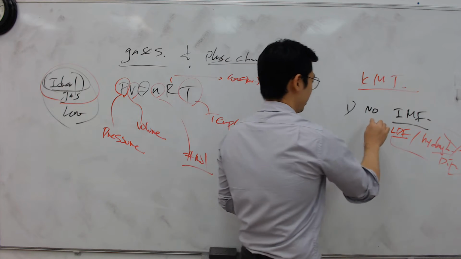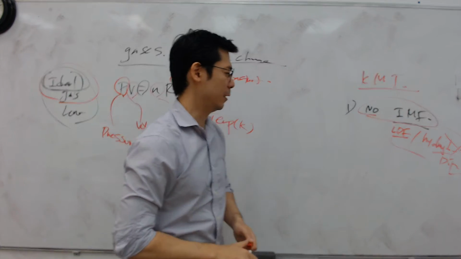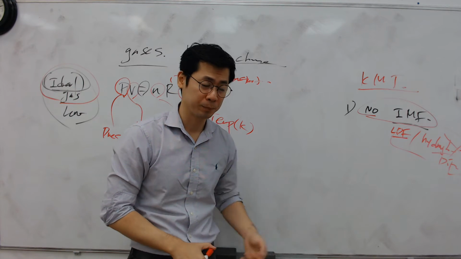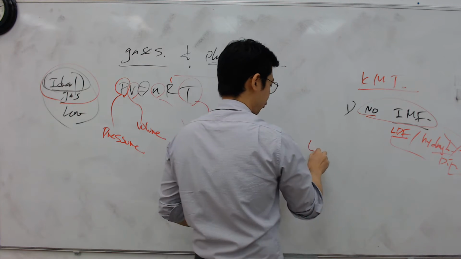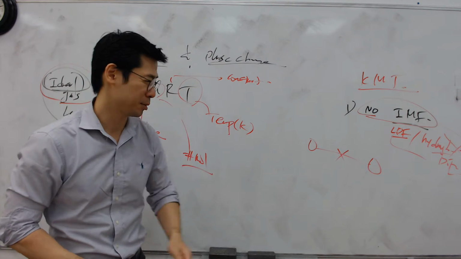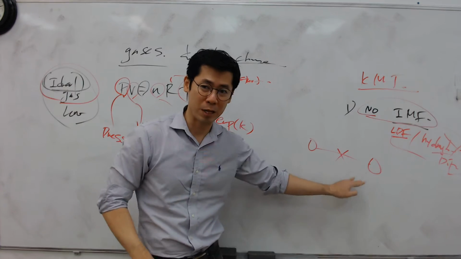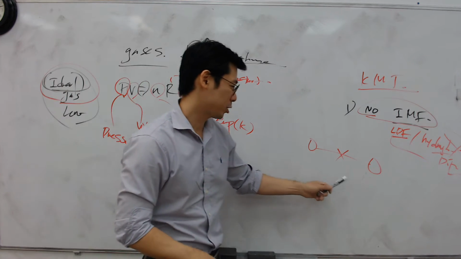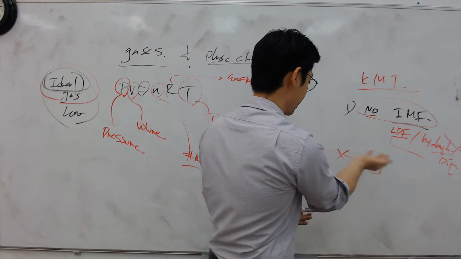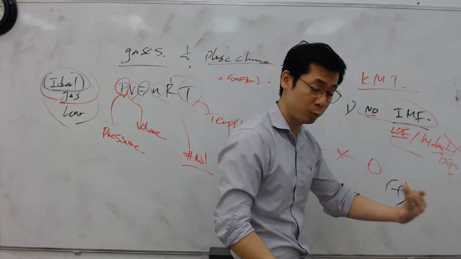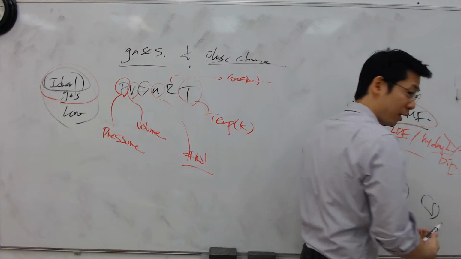No IMF. So you have to ask yourself, if there's no IMF, what do you know about these particles? There's no attraction between particles at all. You have to understand that attraction makes particles come together. If there's strong attraction, like hydrogen bonding, for example, they become a liquid, or even a solid.